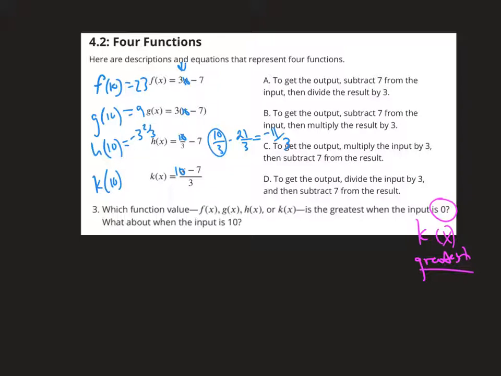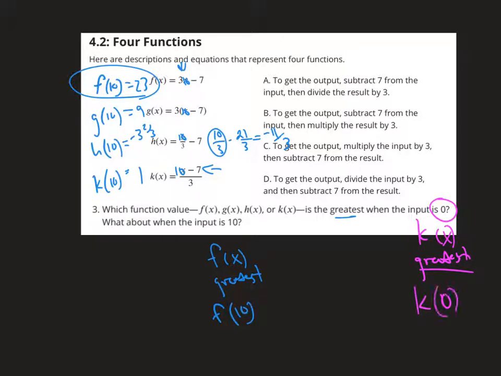And then K of 10, our K function, 10 minus 7 is 3, and 3 over 3 is 1. So which one of these values is the greatest? It looks like the f function. So f of x would be greatest. Or technically, f of 10 is the greatest, and then we have K of 0 is the greatest. Again, to evaluate these, all we're doing is just substituting in values and seeing who wins.